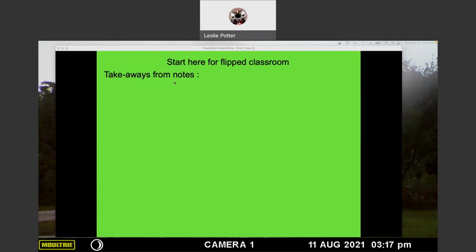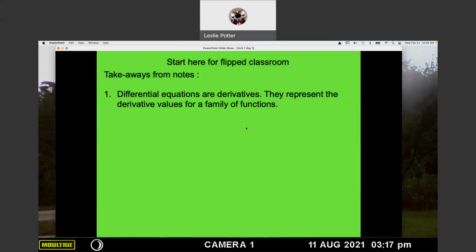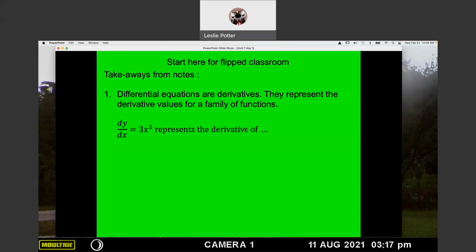Okay, so the takeaway from the notes: differential equations are derivatives. You've been dealing with them all year long. You might think, well, why the fancy term? We'll get into that. But they represent derivative values for a family of functions. So for instance, dy dx equals 3x squared. That's a differential equation. It's got an independent variable, a dependent variable, and a derivative. It represents a derivative of what?